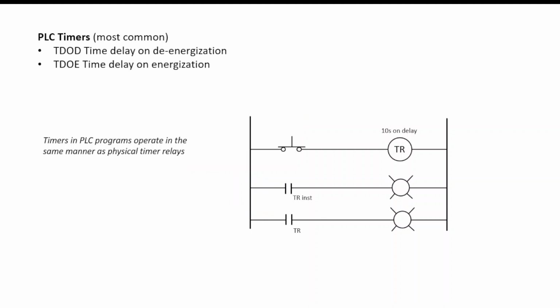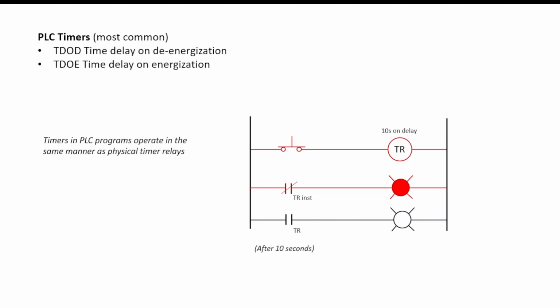So in this system, if I were to push down the push button, this is a 10-second on delay timer relay. That means that there will be a delay of 10 seconds on the energization of the coil. So if I energize this, we have the instant contact, which will immediately go on, and then the timed contact, which will go on after 10 seconds.